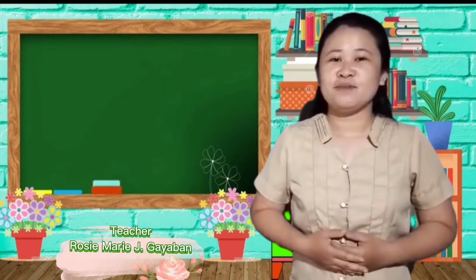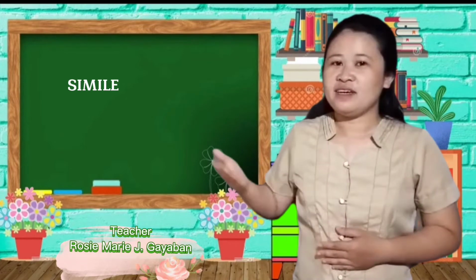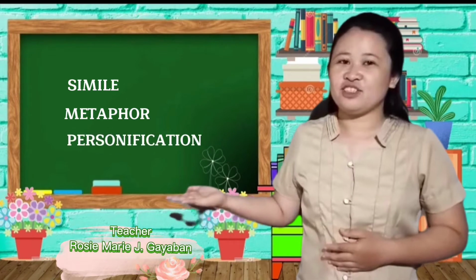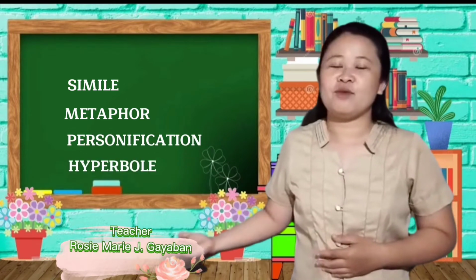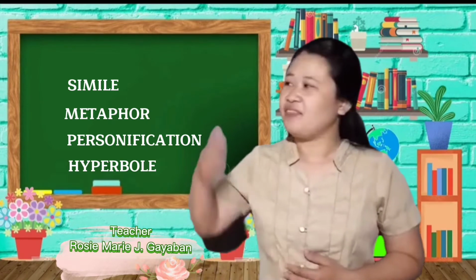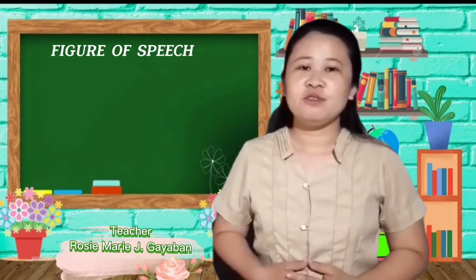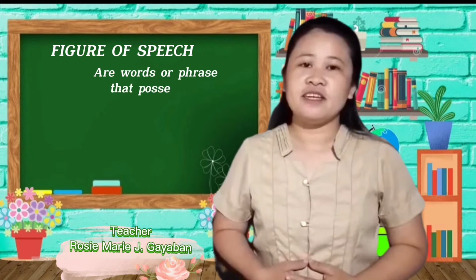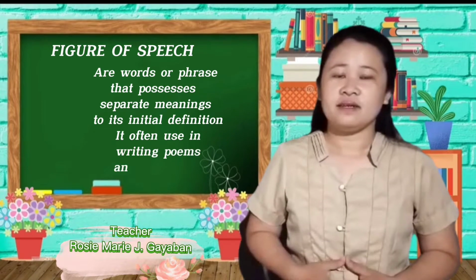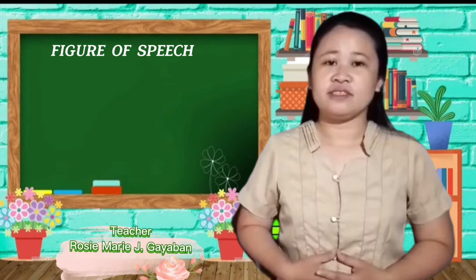So, the answer for number 1 is simile. Number 2 is metaphor. Number 3 is personification. And number 4 is hyperbole. So this is our topic for today. And these words are types of figure of speech. Figure of speech are words or phrases that possess separate meanings to their initial definition. It is often used in writing poems and sometimes in writing stories.